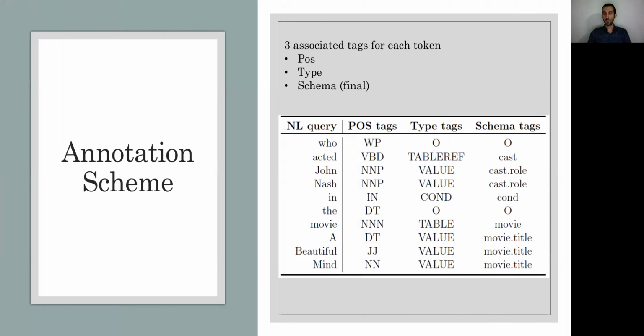Since we try to train a model in a supervised fashion, we need annotated data. And for that, we annotated 8 different data sets. For type and schema tags, we manually annotated the tags, as you can see here in this example. And for POS tags, we use the output of the Stanford POS tagger without further post-processing.